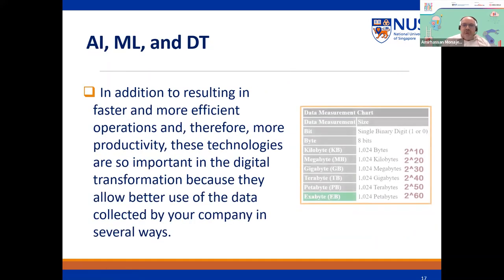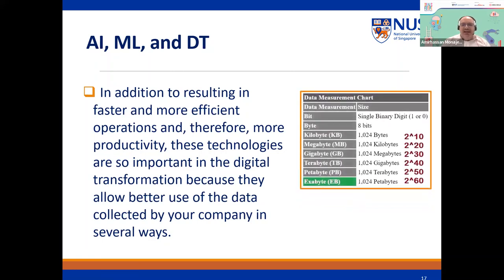In addition to resulting in faster and more efficient operation, this is one of the side effects, good side effects of digital transformation. These technologies, meaning AI and machine learning, are important because they allow better use of data, as I mentioned earlier. Now we have got data. This is a raw material. We can refine that to get new information, knowledge, and finally, wisdom.